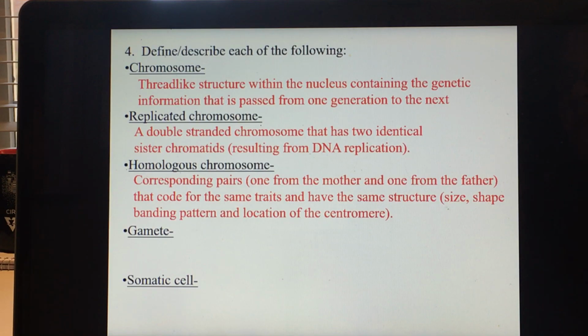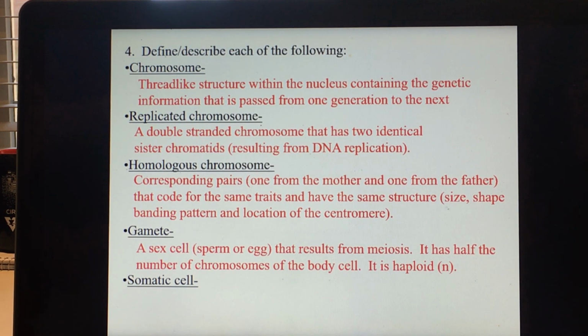So, for example, if you have two homologous chromosomes, one might have a gene for blue eyes and the other might have a gene for brown eyes. So they're coding for the same trait in terms of the idea that they code for eye color, but they may not be identical in terms of their alleles. So we call the different variations of a gene alleles. So you have brown-eyed alleles and blue-eyed alleles in this particular scenario. A gamete is a sex cell.